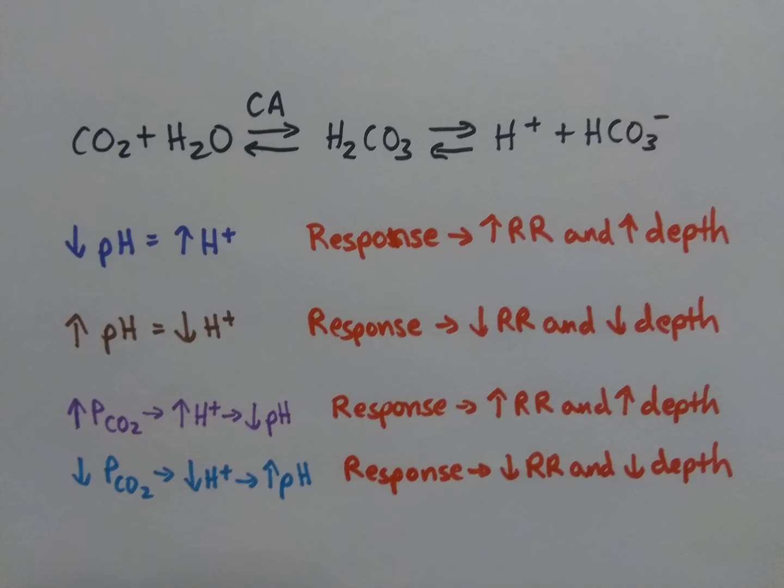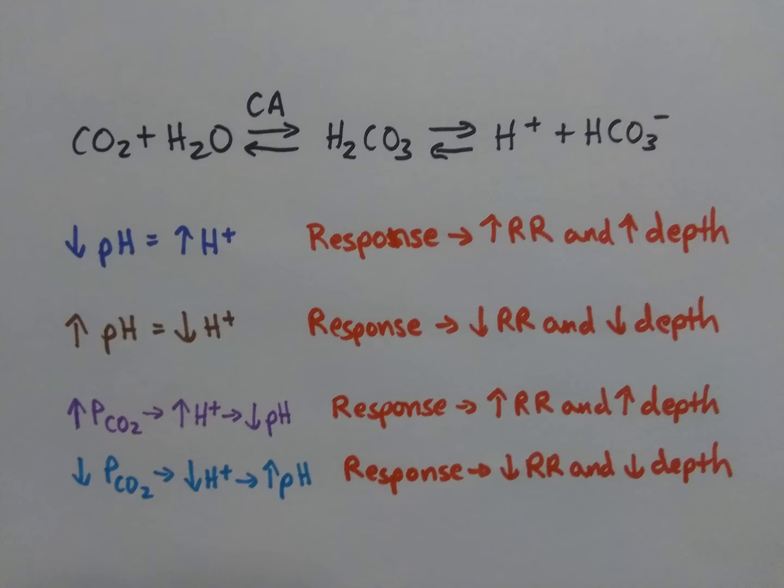And then the opposite problem, if the partial pressure of carbon dioxide is too low, then that's going to drive this reaction to the left. So hydrogen ions will disappear as you go to the left, and if you have decreased hydrogen ions in the blood, that'll increase the blood pH. So now it's too basic.